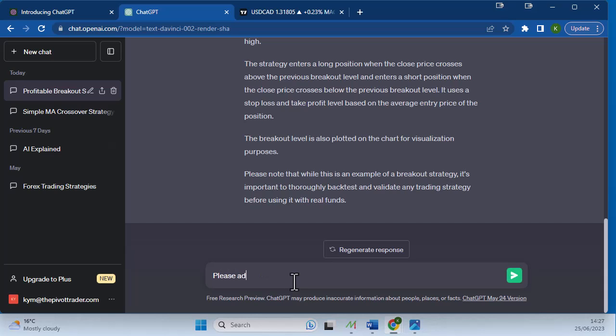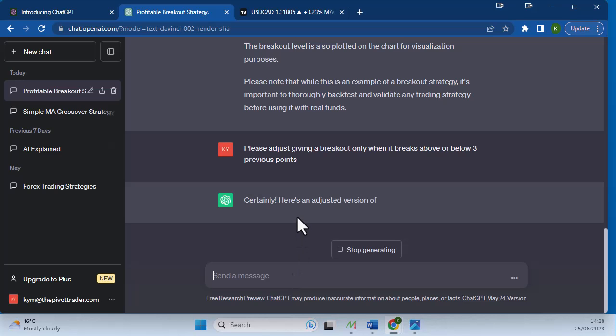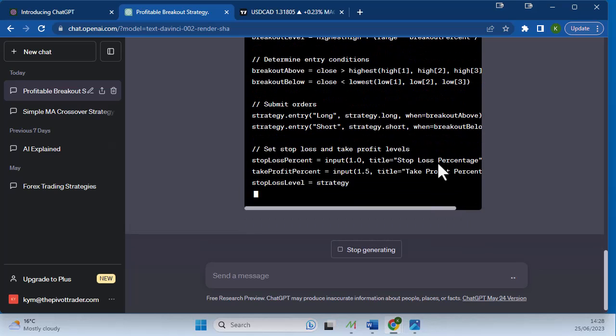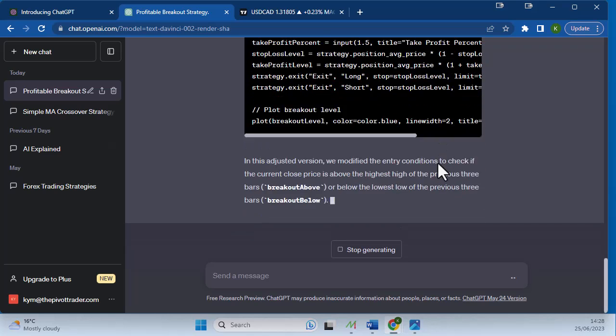So please adjust, giving a breakout only when it breaks above or below 3 previous points. Let's try that and see what happens. There you go. So you can see the technology, it's sort of there. How good it is, well, again, we'll have to wait and see if this makes any difference.